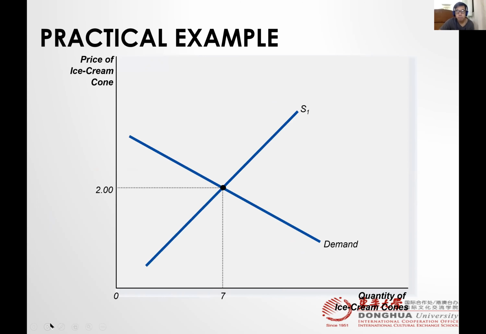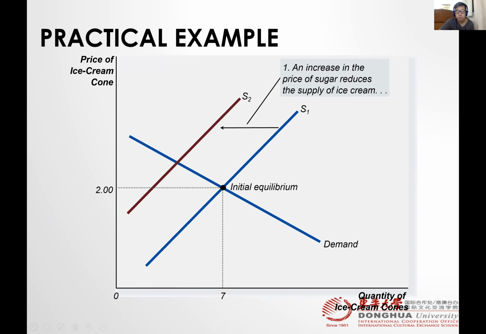The market for ice cream. Right now, they are in equilibrium. What happened? An increase in the price of sugar reduces the supply of ice cream. See?